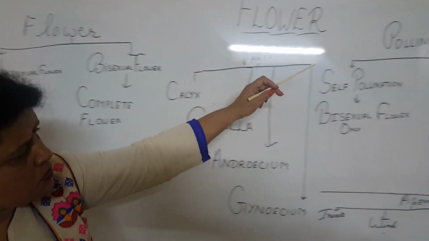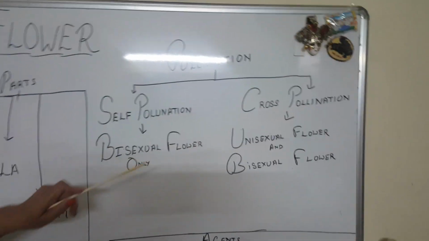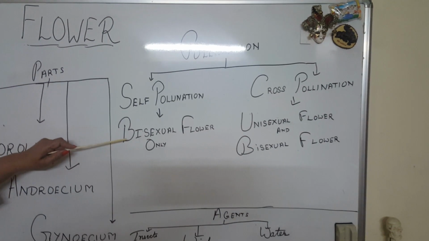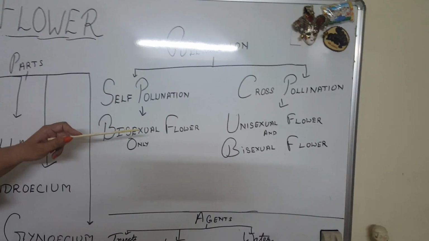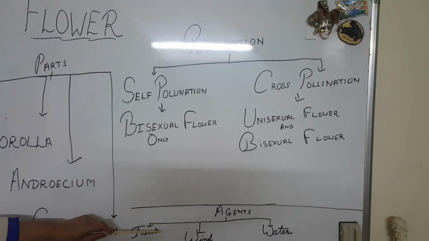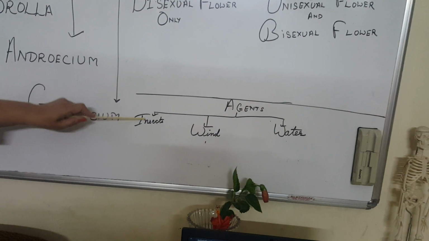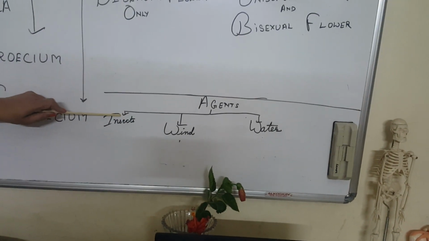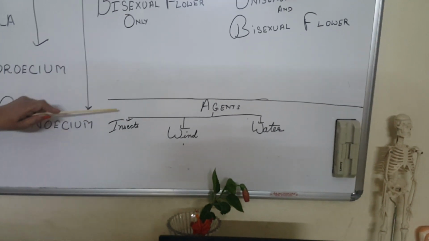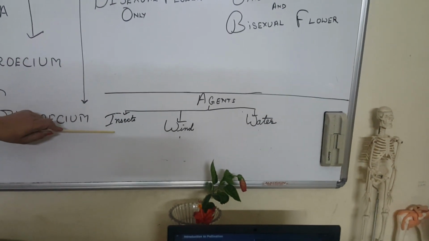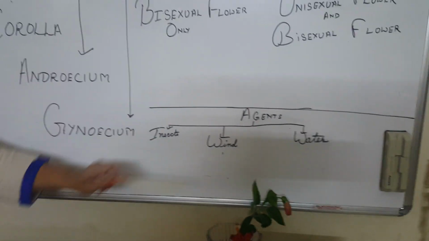Now, we also talked about pollination, where we discussed self-pollination and cross-pollination. Self-pollination is usually done in bisexual flowers only. Cross-pollination could be done in unisexual flowers and bisexual flowers as well. We ended up with the agents of pollination, that is insects, wind and water. These agents help in pollination. They help in transferring the pollen from one flower to the stigma of another flower. It could be done by insects, by wind and by water as well.